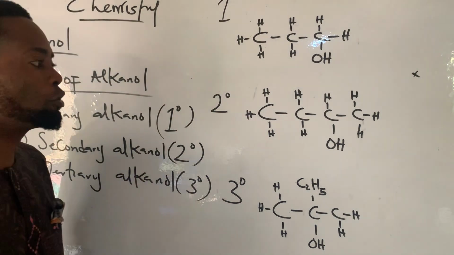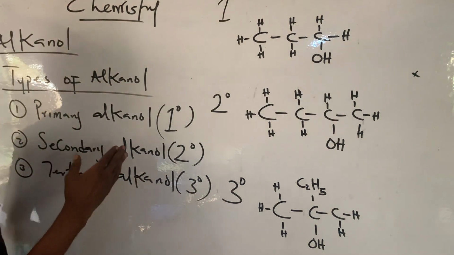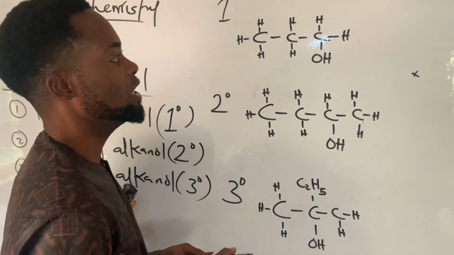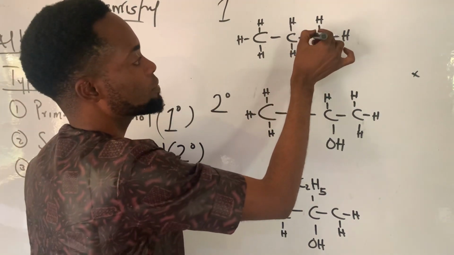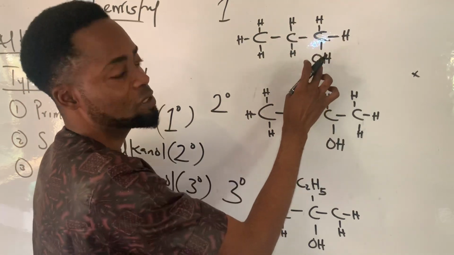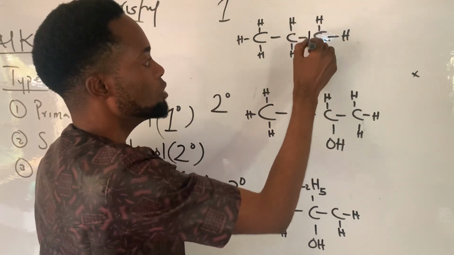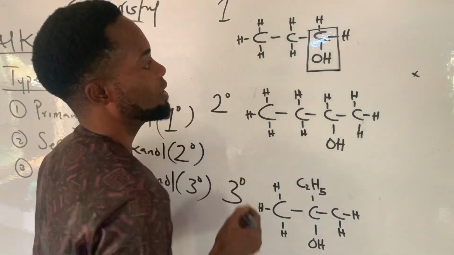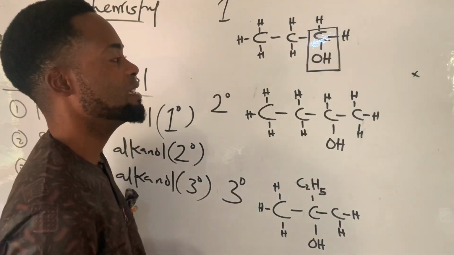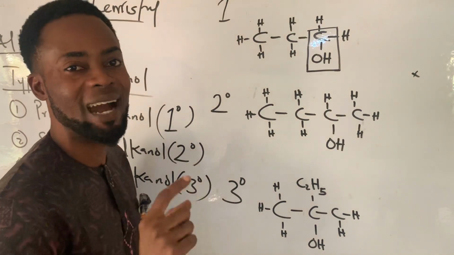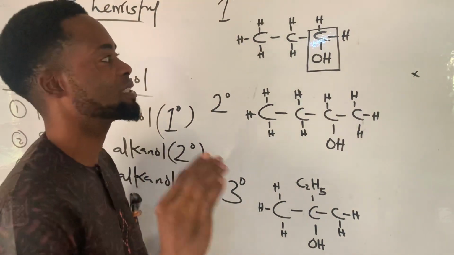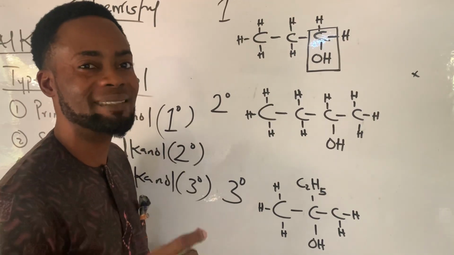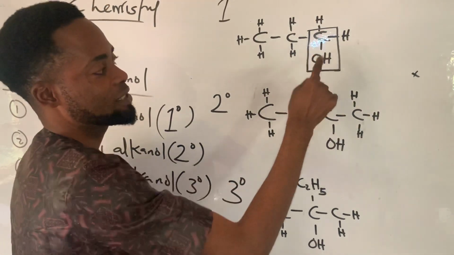Now, how do I identify primary, secondary, and tertiary alkanol? The first thing to do is to check the carbon that carries the functional group, which is the OH. So you check the carbon carrying the OH. Then you check how many alkyl groups, or how many carbons, are attached directly to the carbon that carries the OH.